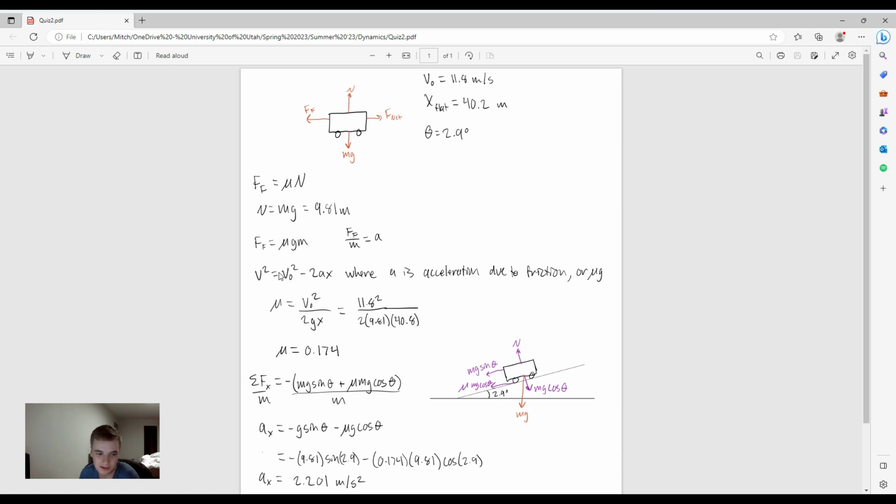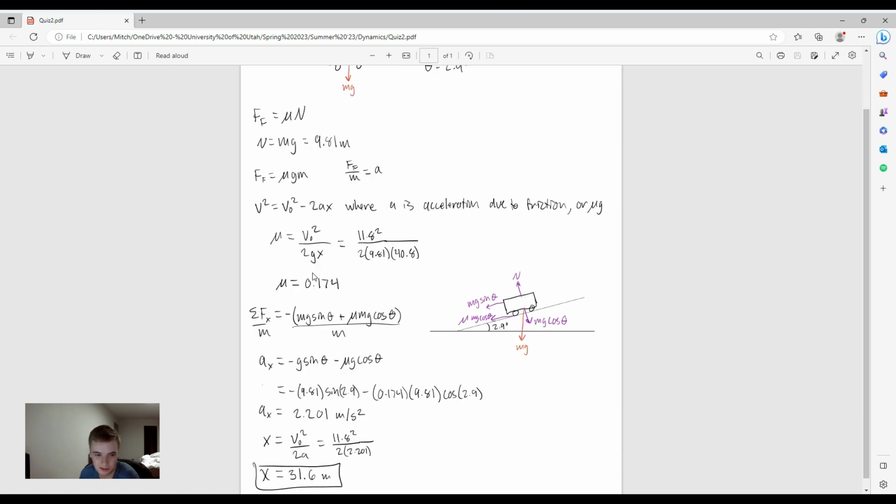Then we can use this kinematics equation to solve for the friction coefficient. So instead of a, it is now split into the friction coefficient, mu, and gravity. So mu equals initial speed squared over 2gx. Plug that stuff in, and then mu equals 0.174.